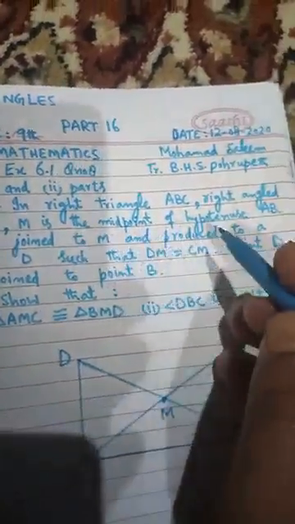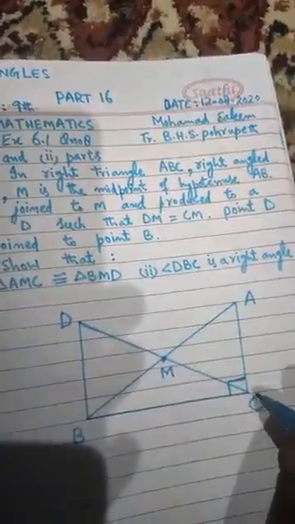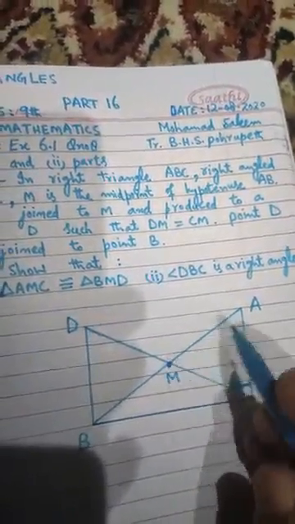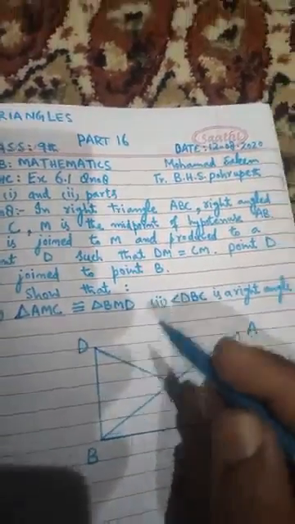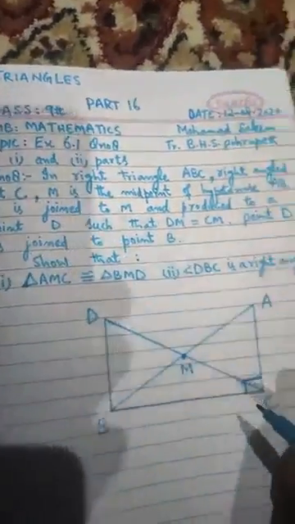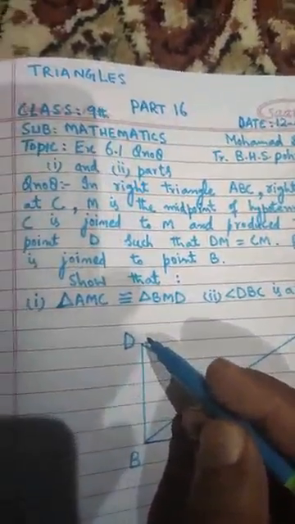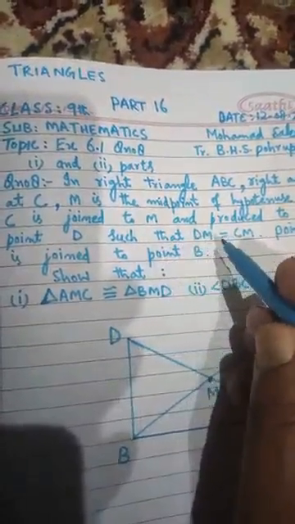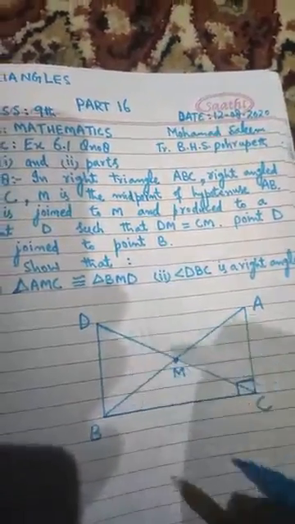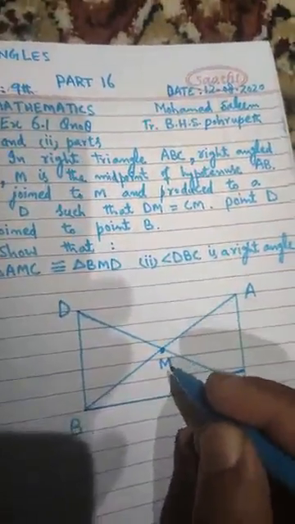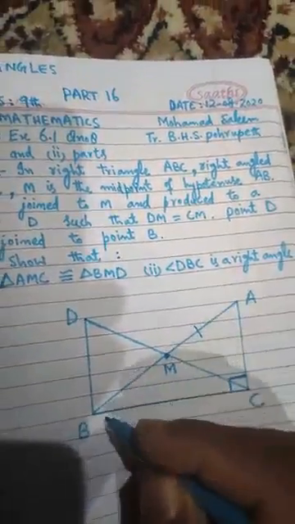Okay, let's move forward. C is joined to M. M is the midpoint of AB, and C is joined to M and then produced to a point D, such that DM is equal to CM. First we had M as the midpoint of AB, that means AM is equal to BM.